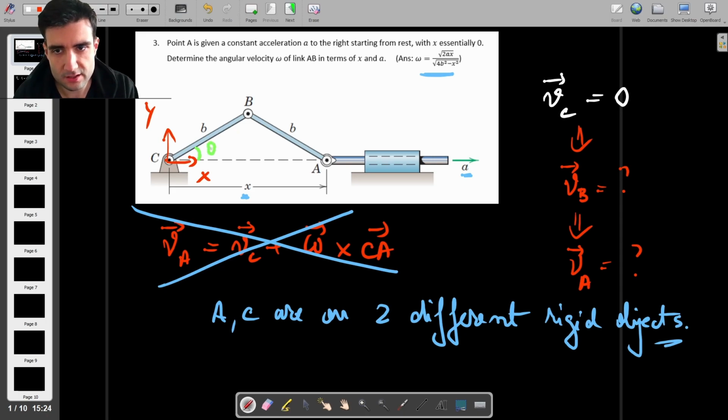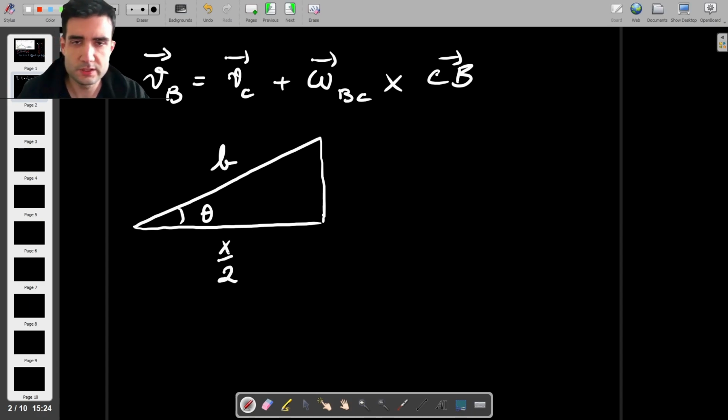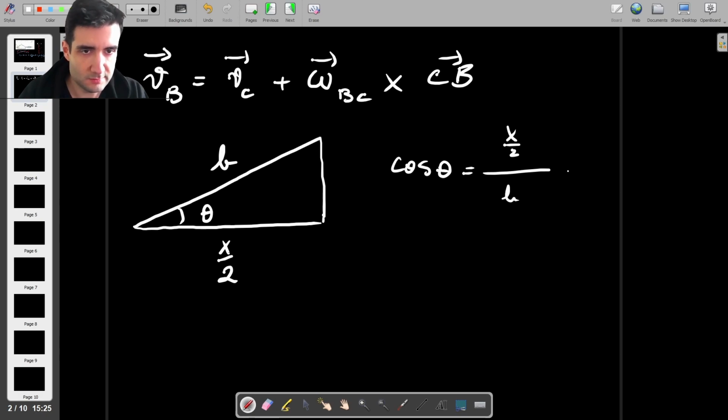So if this angle here is theta, right, then I can draw a vertical line like this, and I'm going to end up with a right angle triangle. So we have this kind of situation here where this is theta, this length is b, this is x over 2, so we can find some sines and some cosines and so on. So we know that cosine of theta is the adjacent over the hypotenuse, so that's x over 2 divided by b, which is x over 2b.